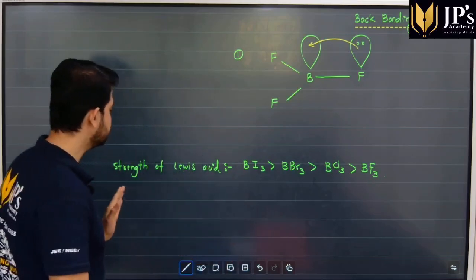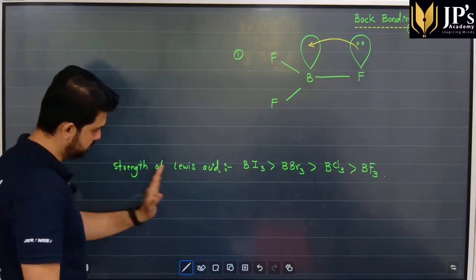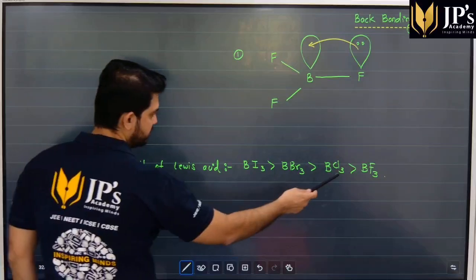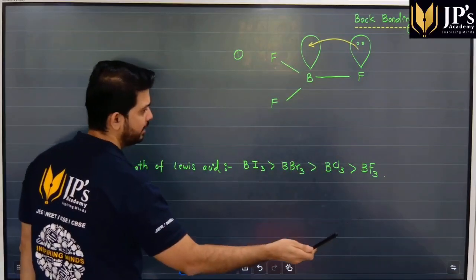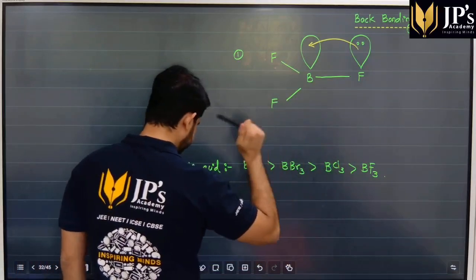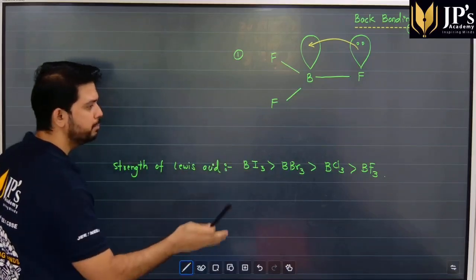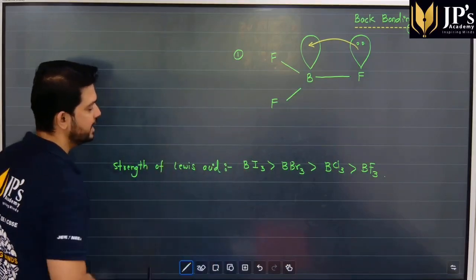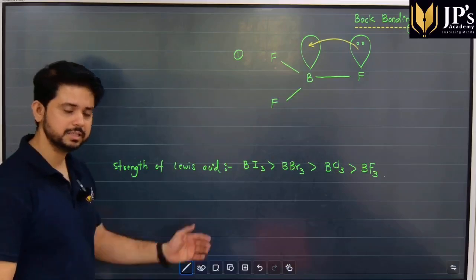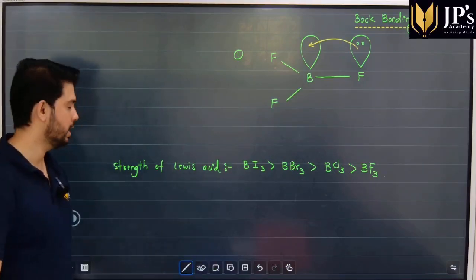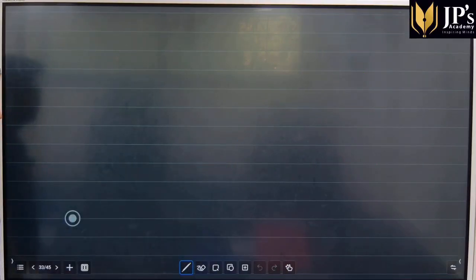If we look at the strength of Lewis acids, BF3 has the best back bonding, therefore its acid strength decreases. BI3 has very poor back bonding and hence it is more acidic compared to the other compounds.